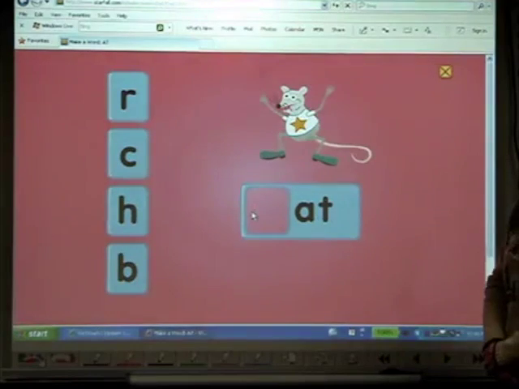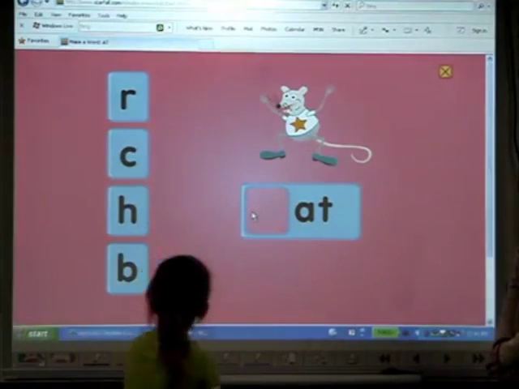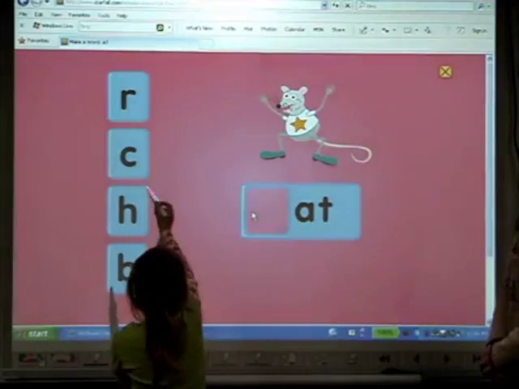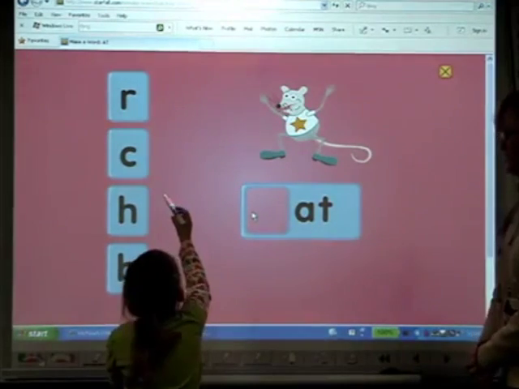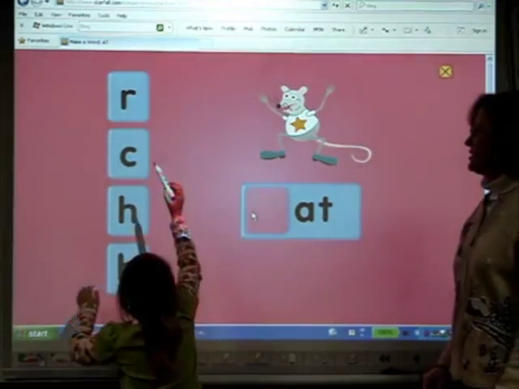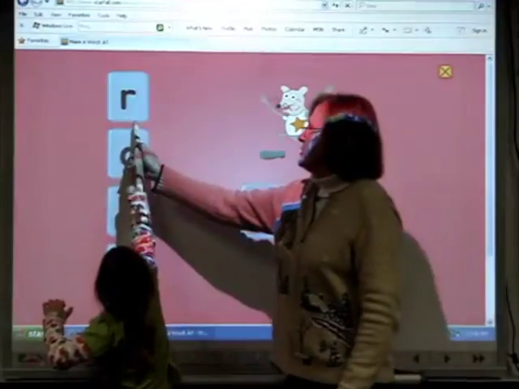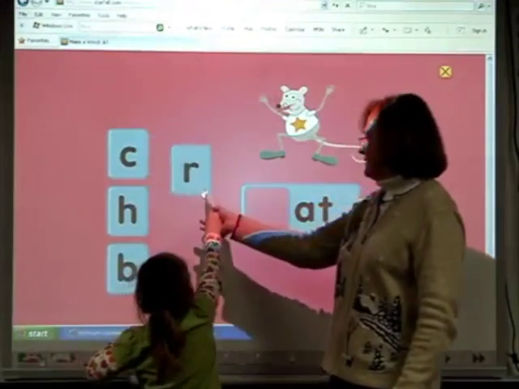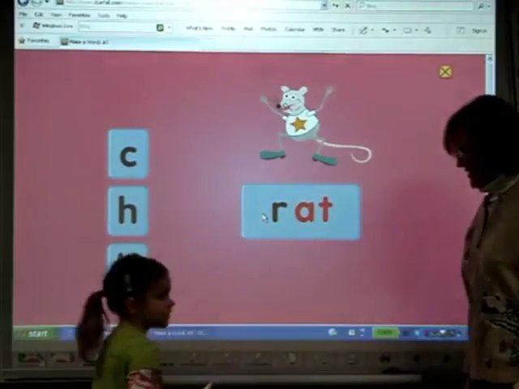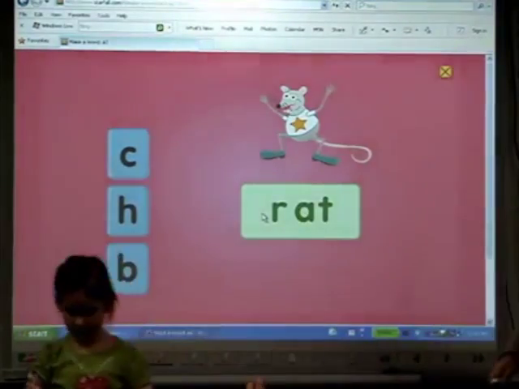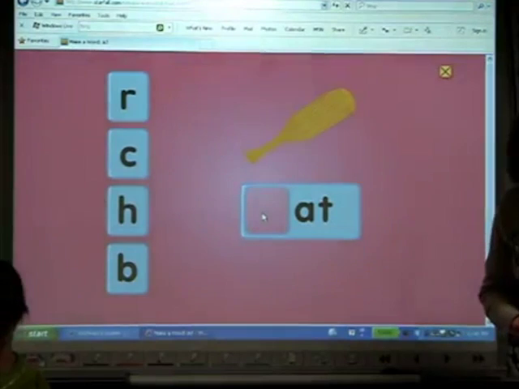Oh, just one for right now, okay? We're going to do a rat. Where's the rat? Right at the top. Go ahead and reach it. You reach way up there and push hard. Can you reach? You can do it. Moving up there. There we go. At. Rat. Bat. Yeah.